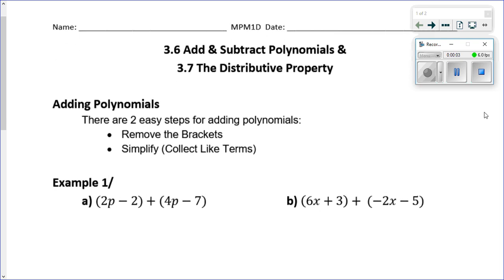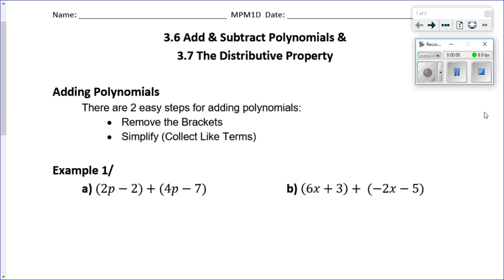Okay, guys. Today we're going to look at what happens when we start adding and subtracting polynomials. For the most part, we're going to keep them pretty simple, but we're going to start combining our multiplication rules, our exponent rules, and of course, our collecting like terms rules.